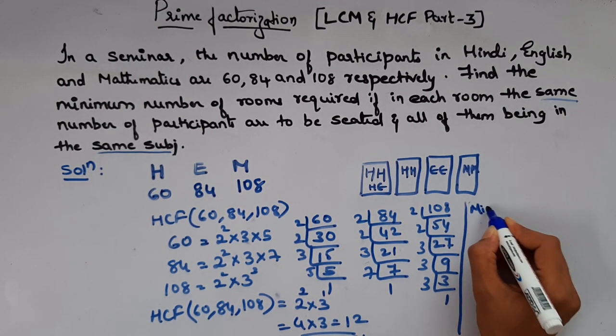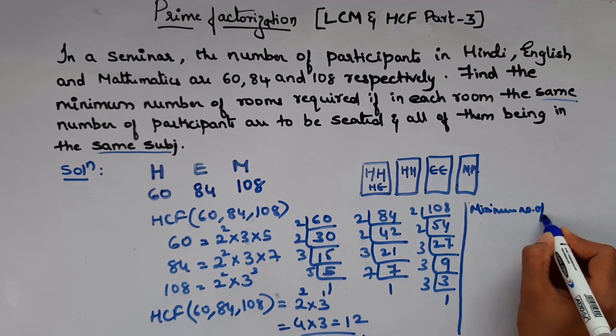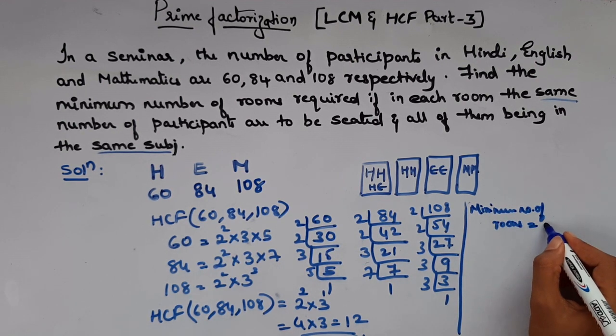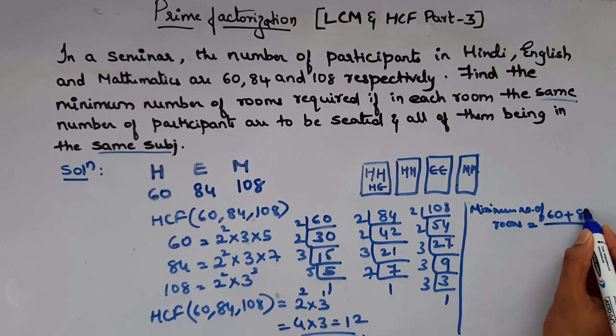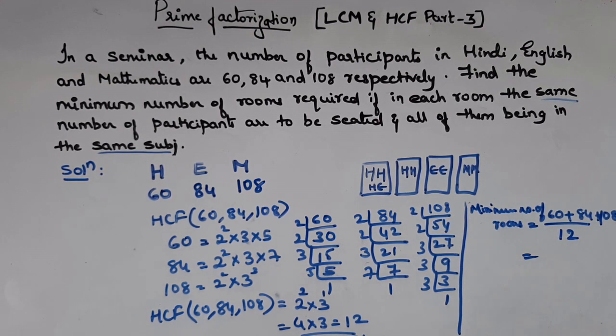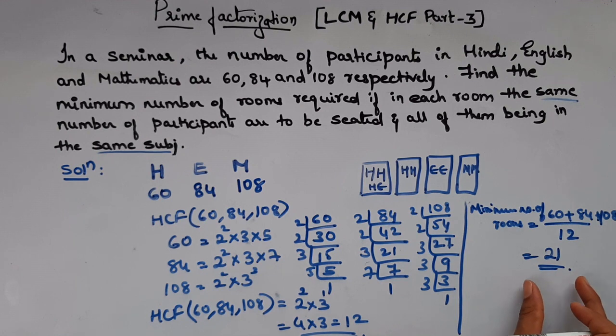so the minimum number of rooms is equal to the number of students. The total number of students is 60 plus 84 plus 108, divided by 12. That is the number of students. So this will give the value 21. So the minimum number of rooms required is 21 rooms. In each room 12 students can be placed.